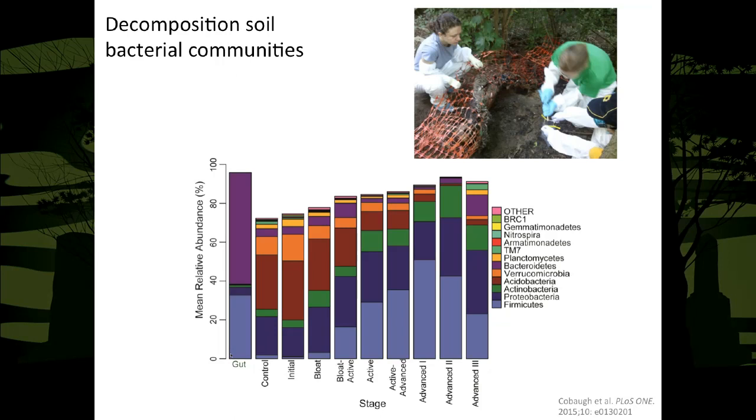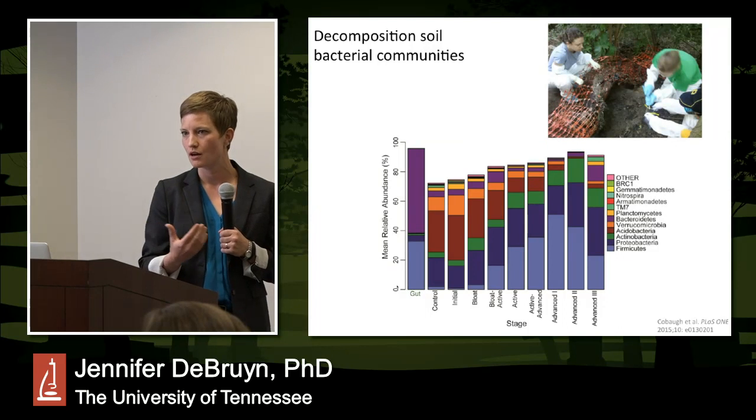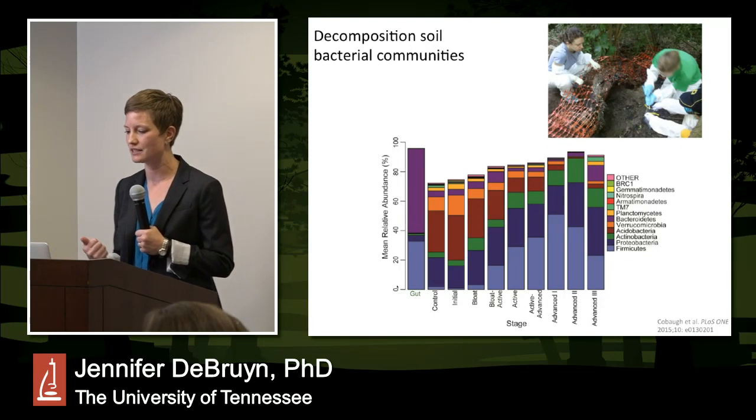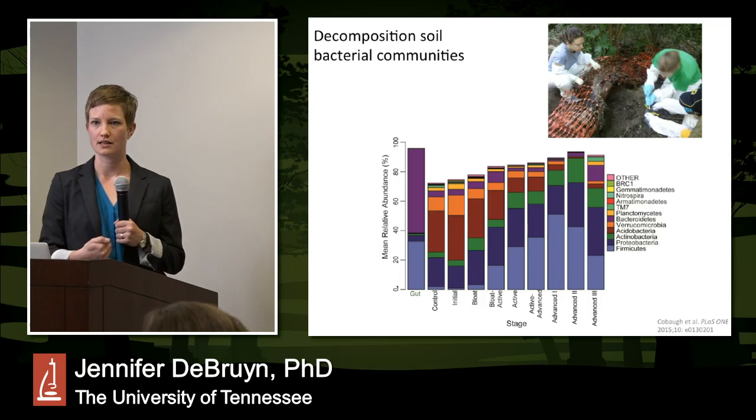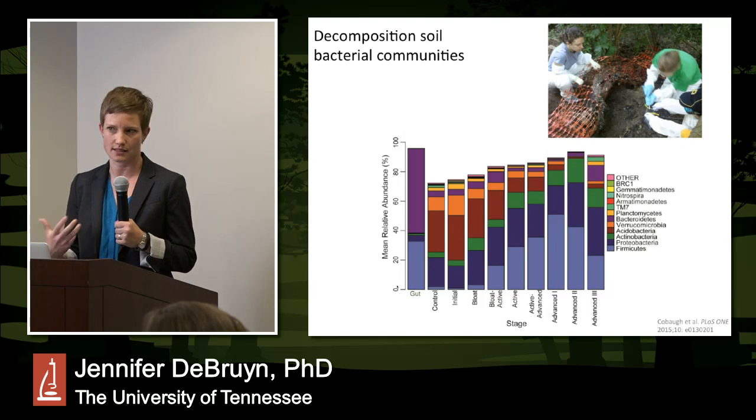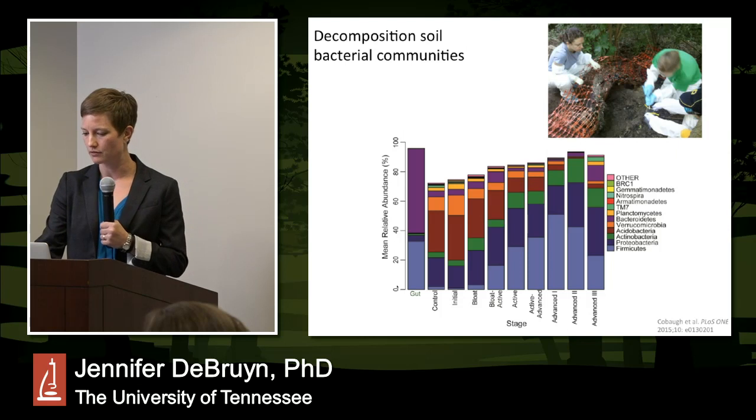We also see disappearance of other groups. So for example, the acidobacteria, which make up a good portion of our normal soil microflora, almost entirely disappear in decomposition soils, either because they're being outcompeted or they're just sensitive to the high ammonia levels or other toxins in the system.